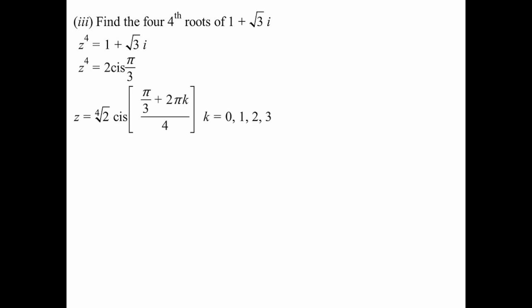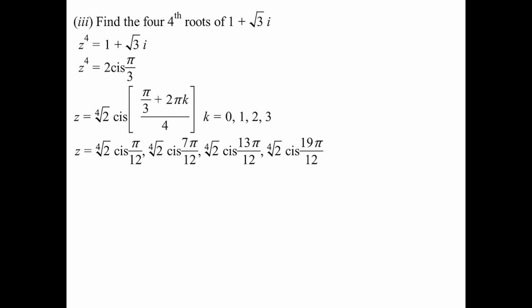So let's find the 4 roots of 1 plus root 3i. It's not real, so in this case I'm not going to use the conjugate idea. So z to the power of 4 is 1 plus root 3i. 1 plus root 3i is 2 cis pi on 3. So I'll get 2 cis (pi on 3 plus 2 pi k) over 4. I want the 4 consecutive solutions. They're not conjugate pairs this time, so I'll just go 0, 1, 2, 3. And there's my answers. Cis pi on 12.